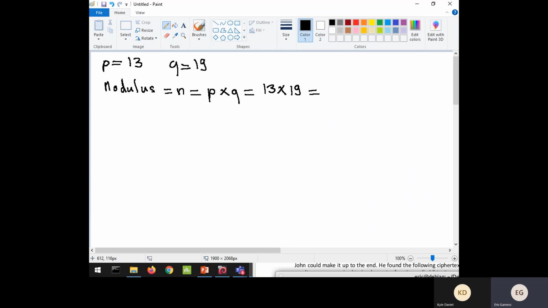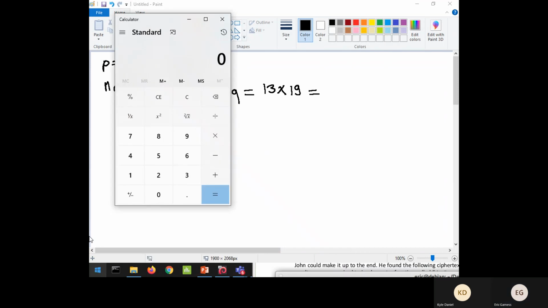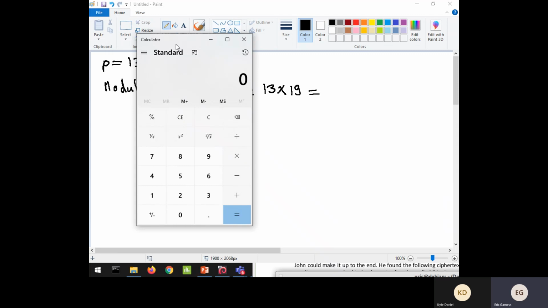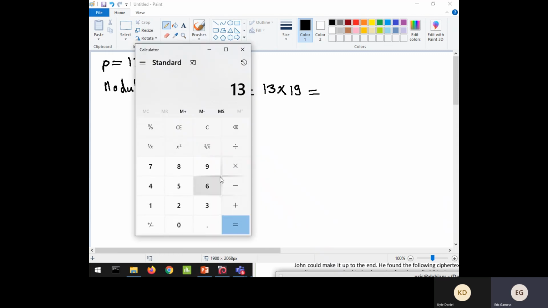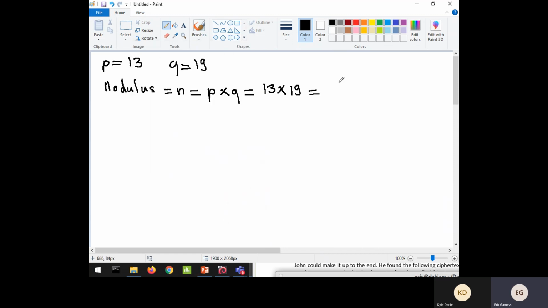Okay, let's use the calculator to do that. We want to be sure we don't make any mistakes. So 13 times 19 is 247. If I make a mistake, please stop me. Don't let me go on and at the end realize that we have a problem.